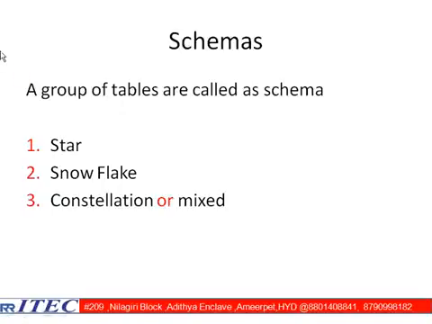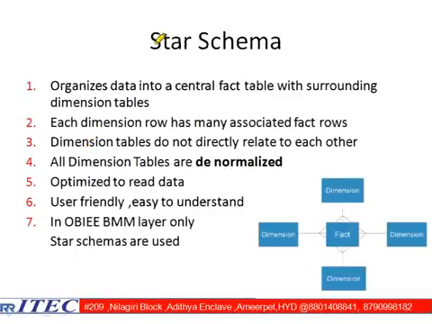These schemas are divided into three types. One is called star schema, snowflake schema, and constellation or mixed schema. These are the three types of schemas available. Now, the first one is called star schema. What do you mean by star schema? This is what the star schema means, and it is very, very important, sir. Mandatorily you need to understand all these points one by one.